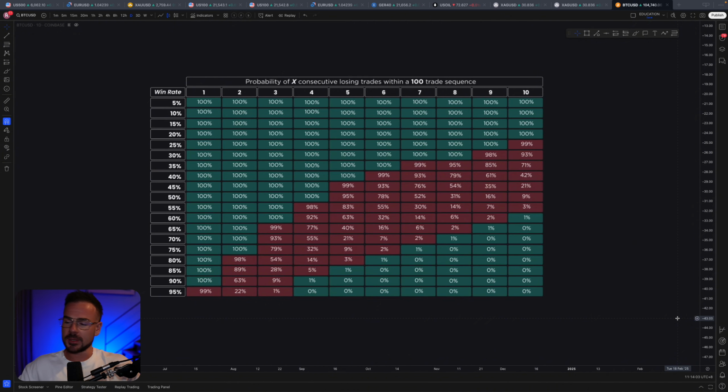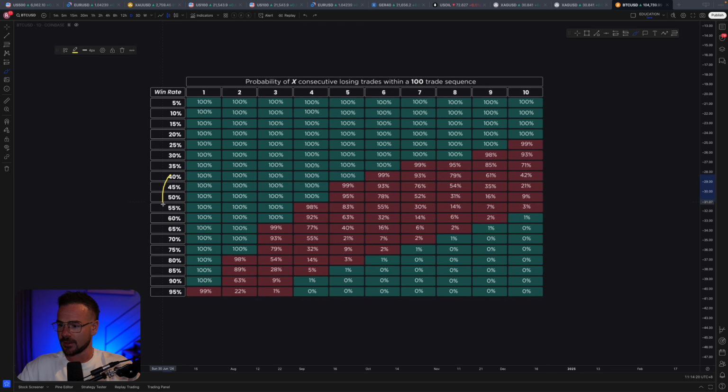Right, now I want to look at a little bit of a probability chart, and this one's a little bit of a reality check, to be honest. What we're actually looking at here is the probability of X amount of consecutive losses within a 100 trade sequence. Then we're going to look at our win rate or our strike rate here on the left.